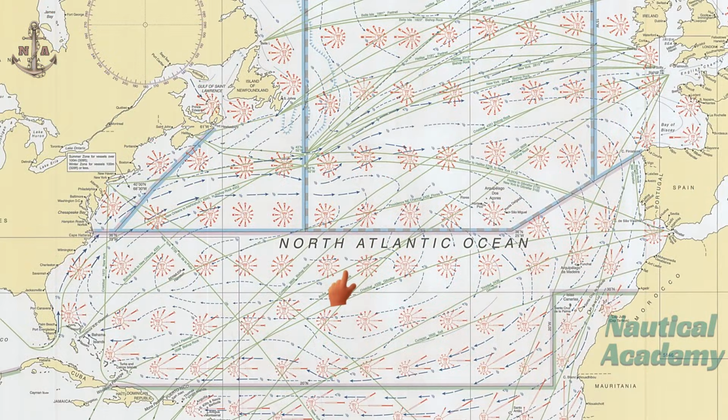In this video, we will explore all the symbols and data presented on a routing chart and understand how each of them contributes in creating an effective ocean passage plan.